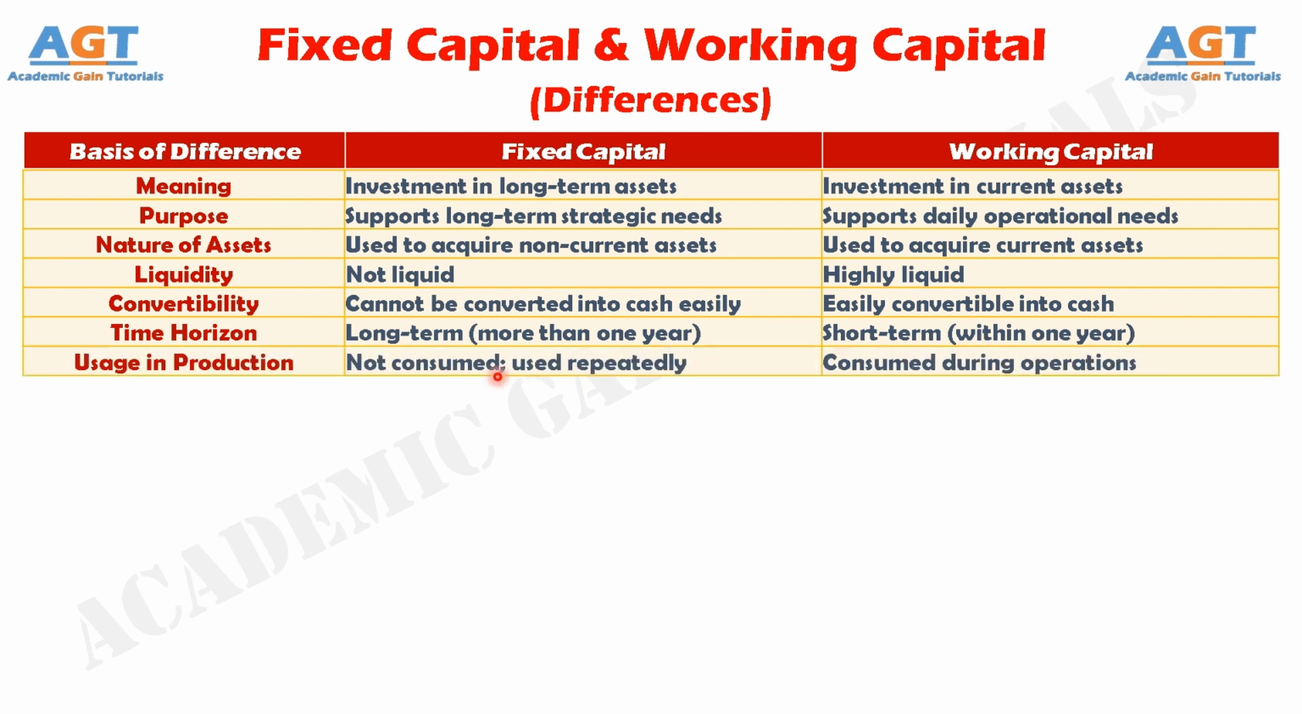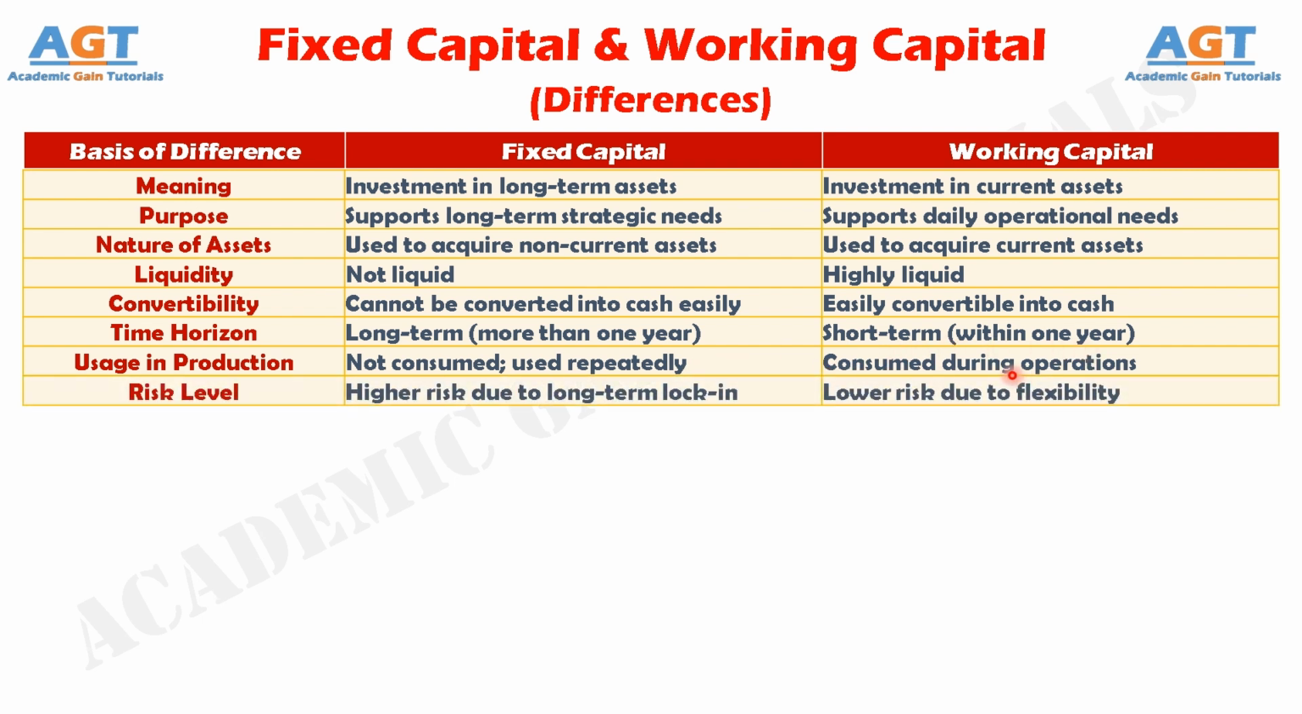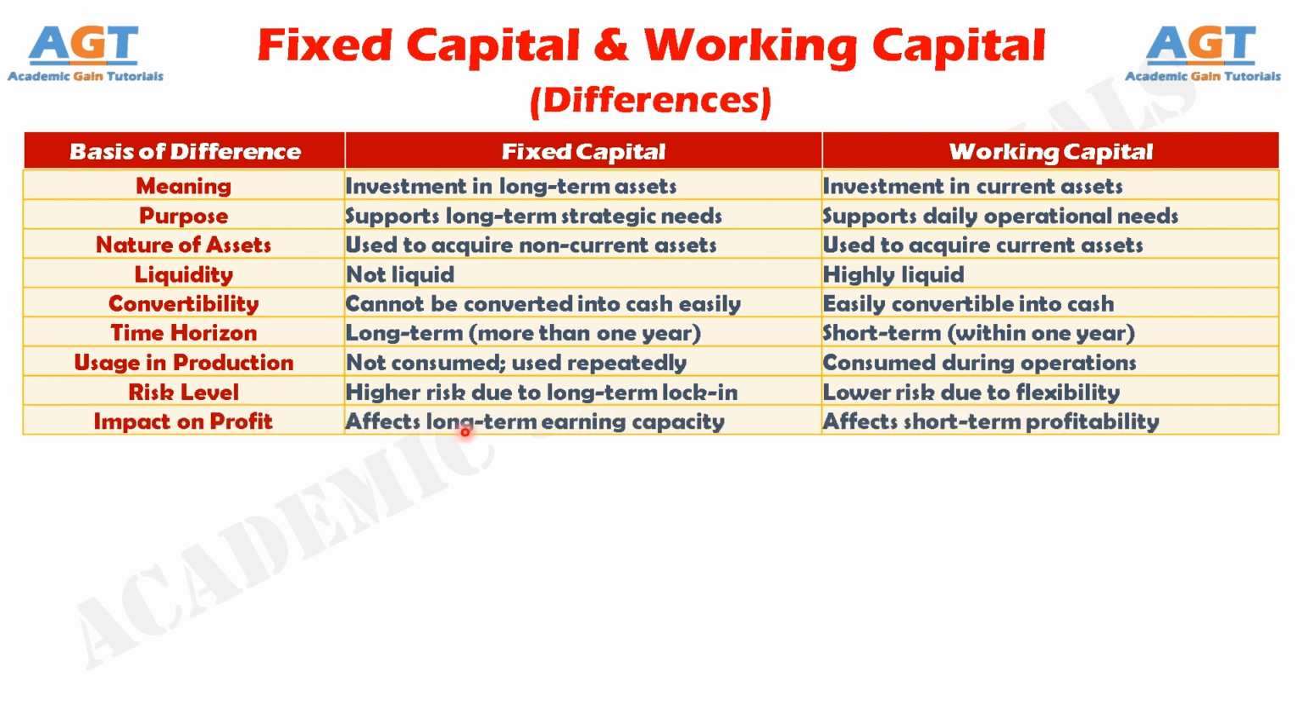Number 7. Fixed capital is not consumed during business operations, whereas working capital is consumed regularly. Number 8. Fixed capital involves higher financial risk, whereas working capital involves lower financial risk. Number 9. Fixed capital affects long-term earning capacity, whereas working capital affects short-term profitability and cash flow.